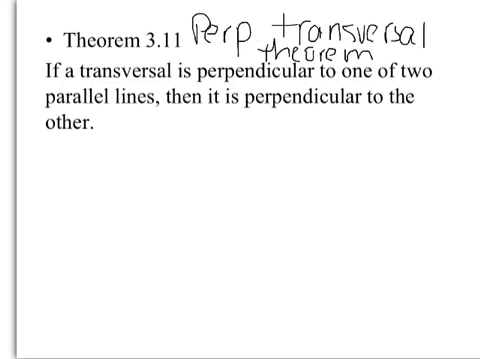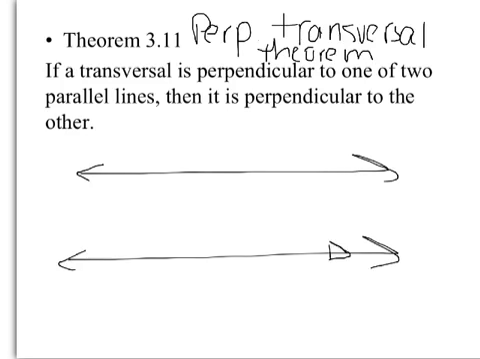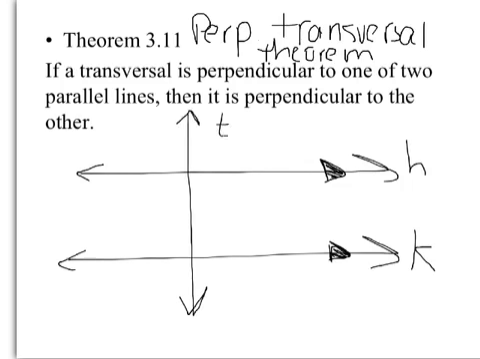Theorem 3.11. If a transversal is perpendicular to one of two parallel lines, then it is perpendicular to the other. So if I have two lines, and we know these lines are parallel because they have these handy-dandy little arrows on them, let's just label those. And here's my transversal, which I'm going to label T for transversal. If the transversal is perpendicular to one line, then this theorem states that it is perpendicular to the other one.